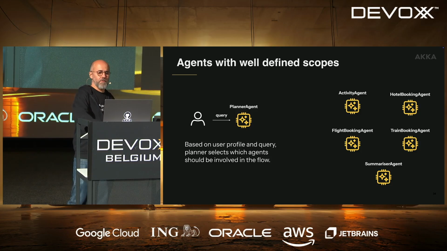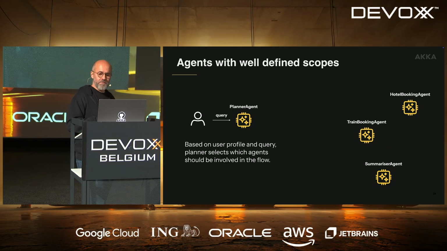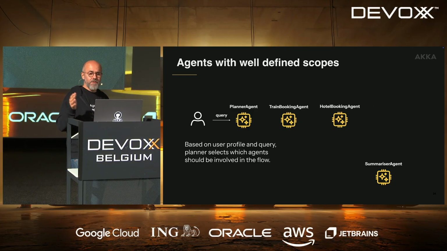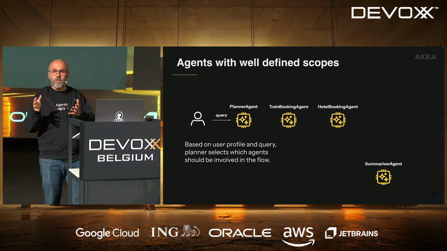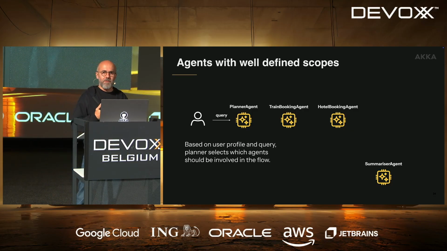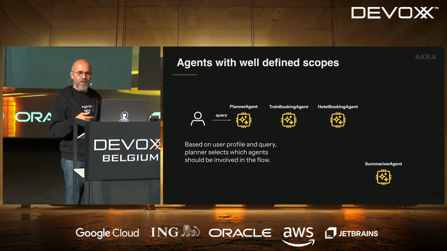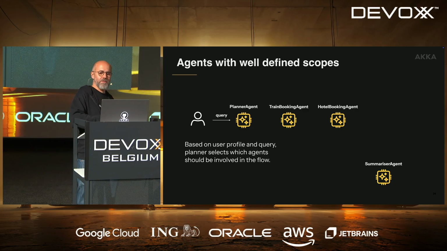But let's continue. Let's say that this agent decides that it will pick the hotel and the train booking agent. And it will eventually decide the ordering. Because, for instance, it's better to first book your train, because there are more hotels in a city than available train seats. So book first the train, then the hotel.